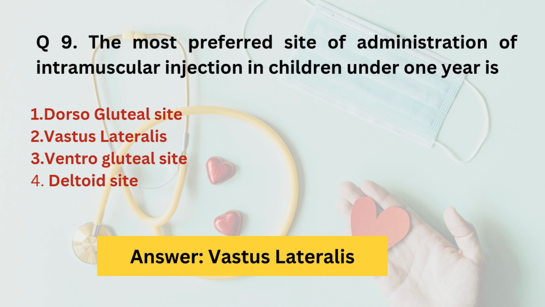Then, ventrogluteal site, it is an alternative site for older children and adults, but less commonly used in infants due to their small muscle in the area. Then, deltoid site is not recommended in children under 1 year because the muscle is underdeveloped and those muscles cannot accommodate larger injection volumes. Hence, vastus lateralis muscles are commonly used for IM injection site.